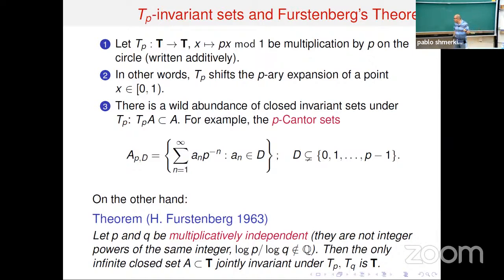And also, if you look at, for example, p=2, q=3, and the set of fractions with denominator 5, this is also invariant under times 2 and times 3. But other than finite sets of rationals and the full circle, there are no other sets which are jointly invariant under T_p and T_q if p and q are not the same in disguise.